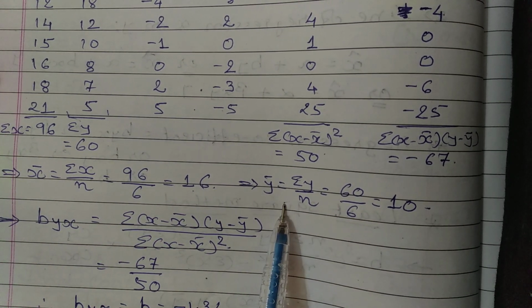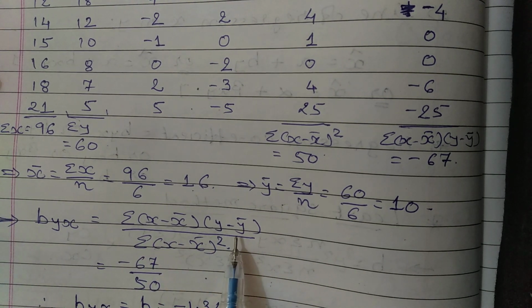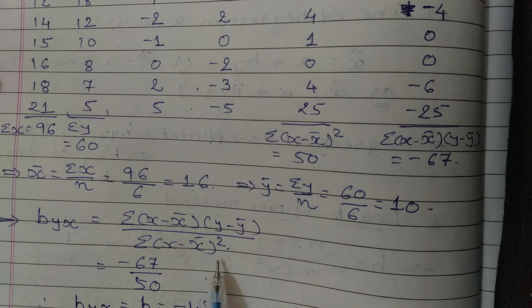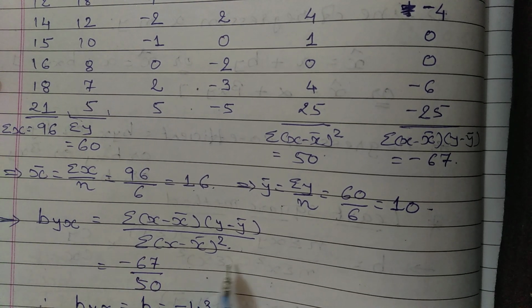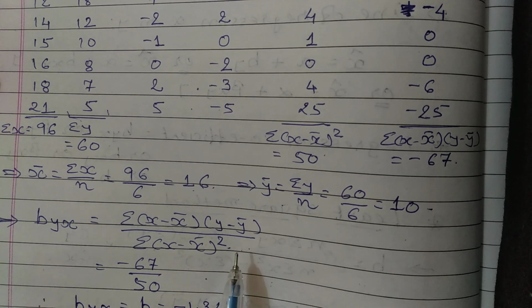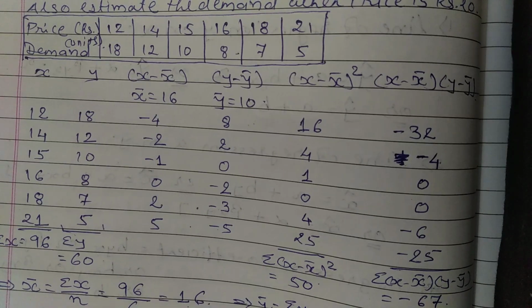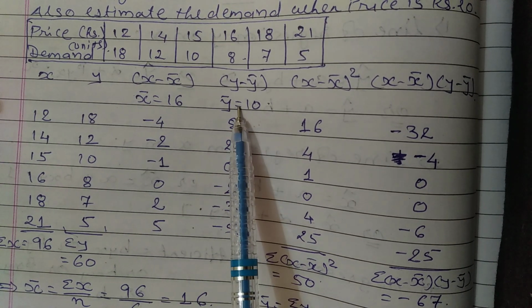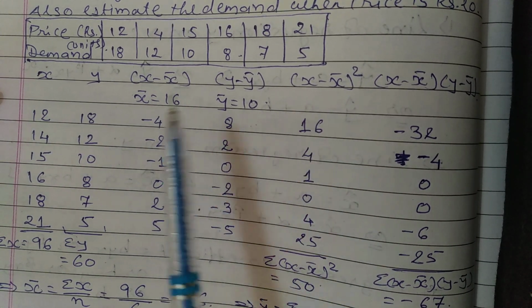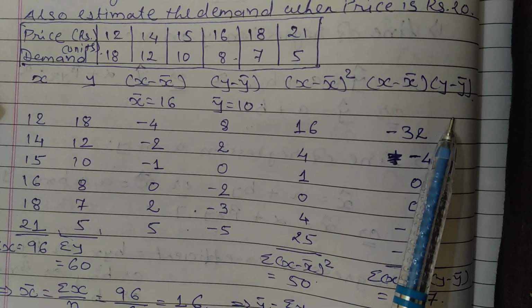That's why you are supposed to use the formula sigma x minus x bar, y minus y bar upon sigma x minus x bar the whole square. Once again, we are not supposed to use sigma y minus y bar the whole square here, so that column is not required. So the columns would be x, y, x minus x bar, y minus y bar, x minus x bar the whole square, and x minus x bar into y minus y bar.